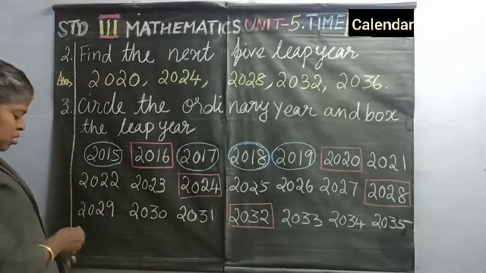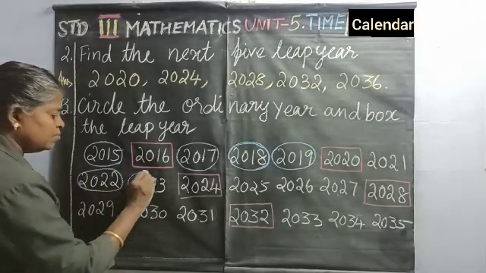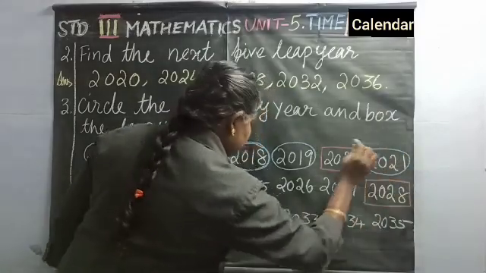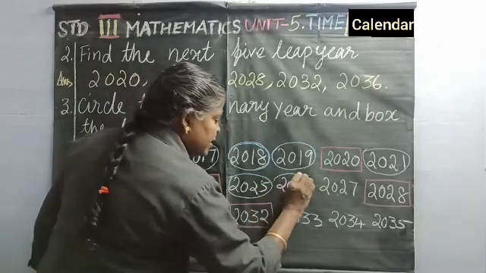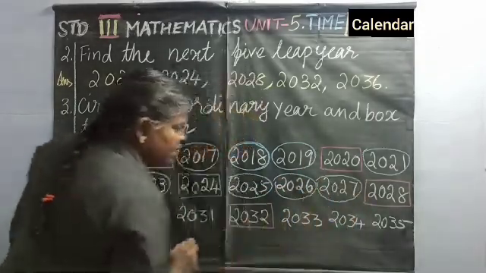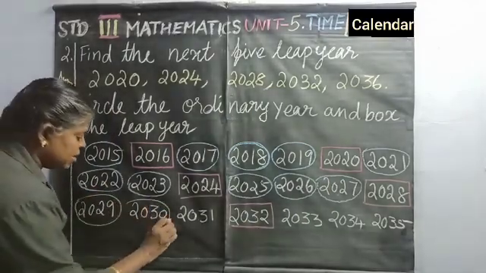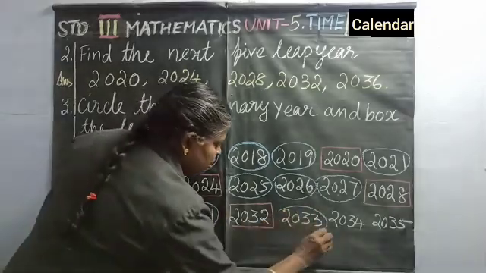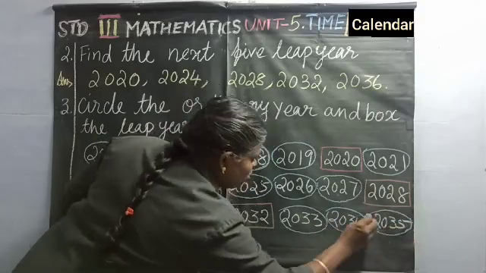The remaining years are ordinary years. We can draw circles. 2025 is an ordinary year. 2026 is an ordinary year. 2027 is an ordinary year. 2029 is an ordinary year. 2030, 2031, 2033, 2034 and 2035 are also ordinary years.